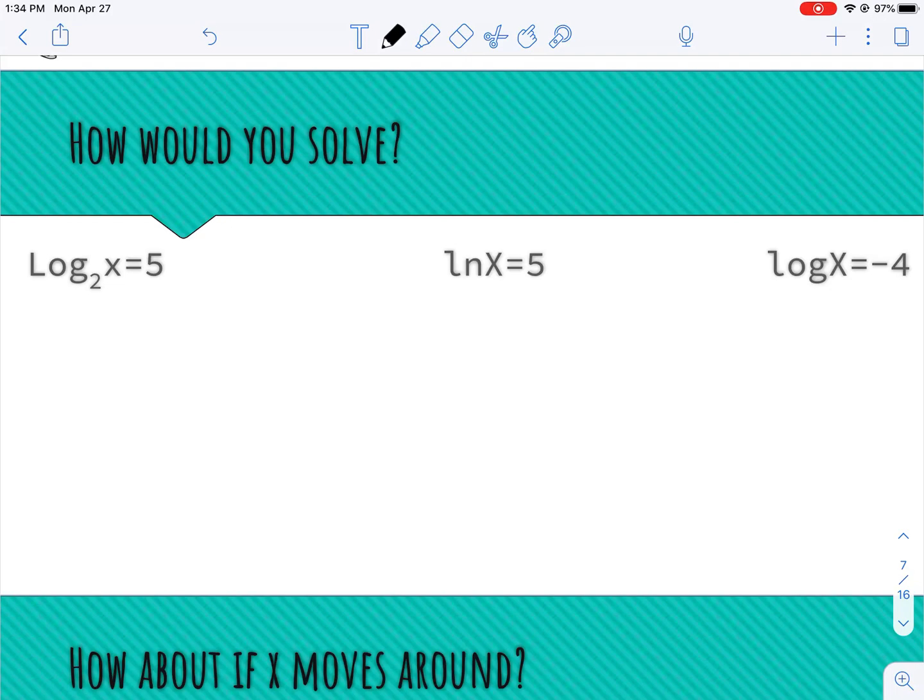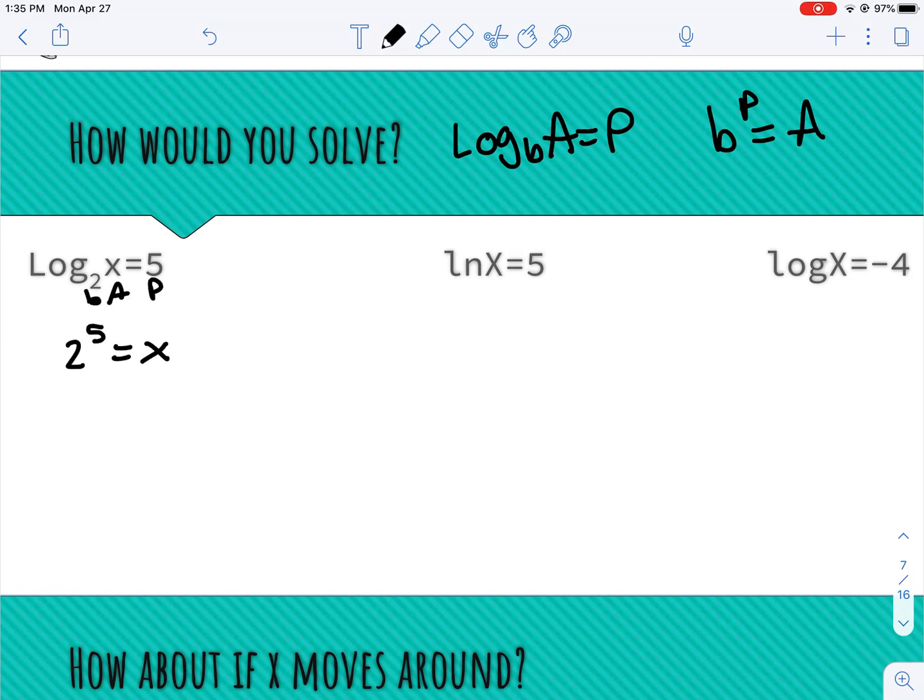So the first couple here, remember if you have a log, the inverse of a log is an exponent. So it goes log is base, answer, power. The exponential form is base to the power is the answer. So I know base, answer, power. So I would say 2 to the 5th is x, so 32 is x.